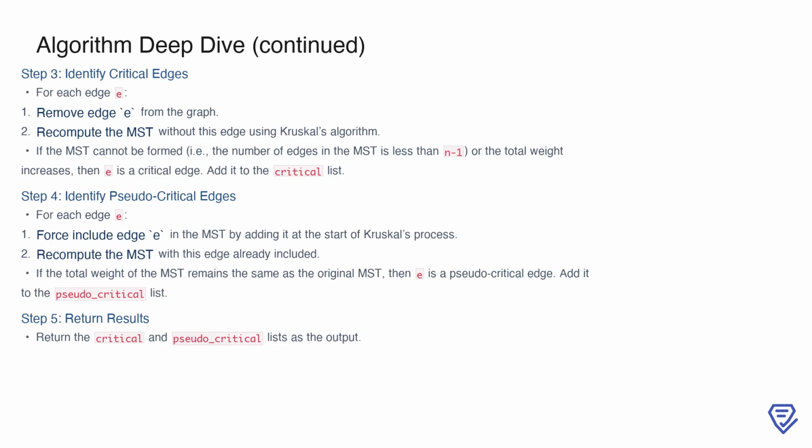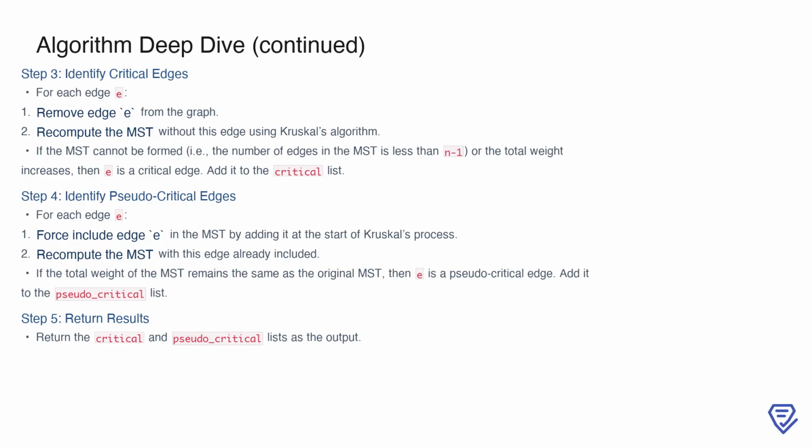With the MST computed, we now focus on identifying critical edges. For each edge in the graph, we temporarily remove it and recompute the MST using Kruskal's algorithm. If excluding the edge prevents the formation of an MST, meaning the resulting tree has fewer than n-1 edges, or if it increases the total weight of the MST, then the edge is critical, and we add it to the critical list. Next, we identify pseudo-critical edges. For this, we force the inclusion of each edge by adding it to the MST at the start of the process.